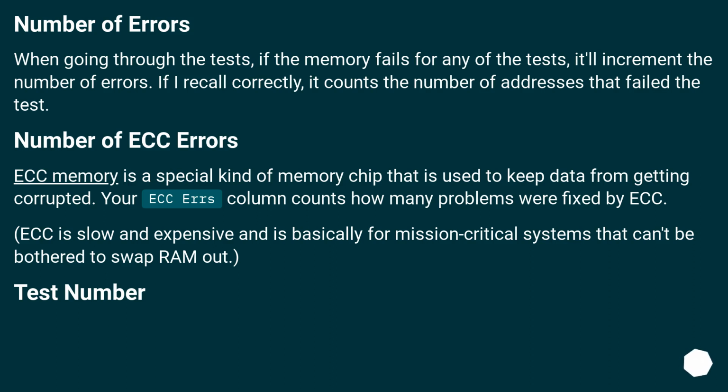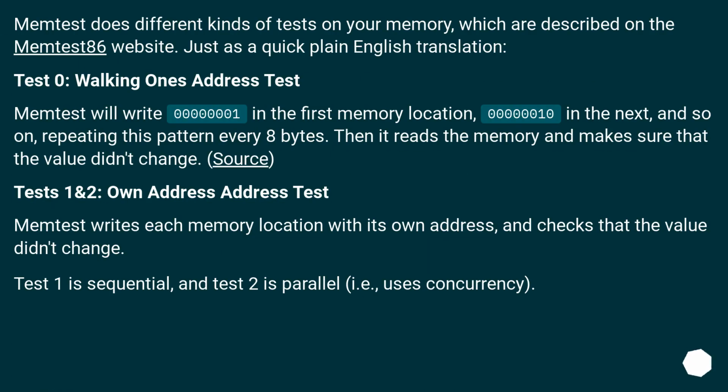Test number. Memtest does different kinds of tests on your memory, which are described on the Memtest86 website. Just as a quick plain English translation. Test 0, Walking Ones address test. Memtest will write 00000001 in the first memory location, 00000010 in the next, and so on, repeating this pattern every 8 bytes. Then it reads the memory and makes sure that the value didn't change.